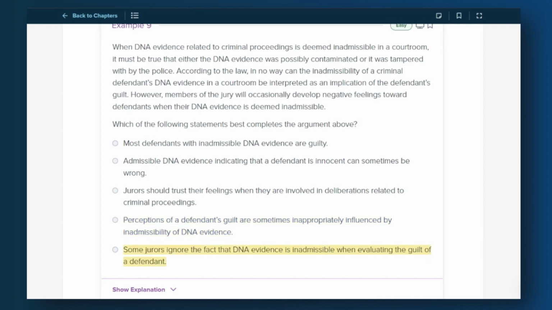E, therefore, some jurors ignore the fact that DNA evidence is inadmissible when evaluating the guilt of a defendant. This one is a bit tricky, but it is an overreach. The argument states that jurors can judge defendants negatively if DNA evidence in their case is deemed inadmissible, but this choice is stating that those jurors are straight up ignoring that the evidence is inadmissible. Ignoring a direct order is more severe than getting bad vibes off of someone or judging them in a vaguely bad way due to things outside of their control. So this answer is not the one for us. Best answer is D. Let's look at our next question.